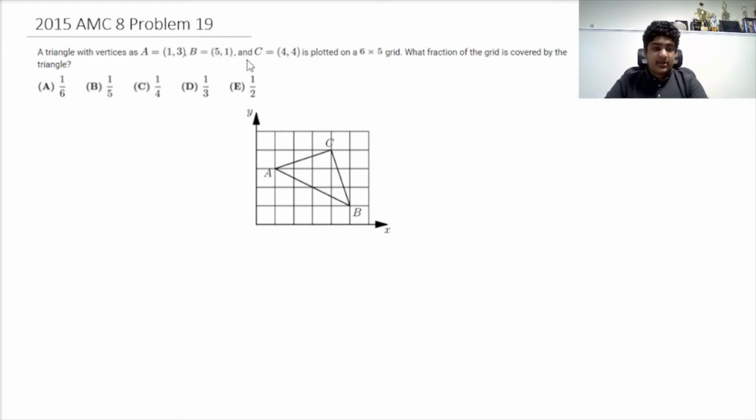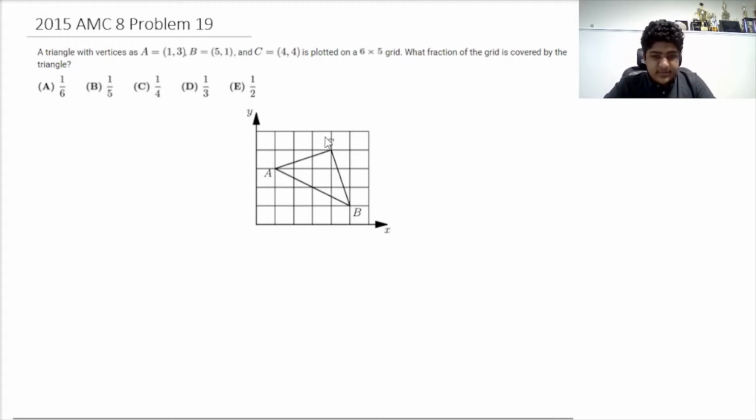Today we will be solving problem number 19 of the 2015 AMC 8. So let's get started. We have a triangle with vertices A equals (1, 3), B equals (5, 1), and C equals (4, 4) plotted on a 6 by 5 grid. What fraction of the grid is covered by the triangle? And here we actually have a diagram of the triangle in the grid.